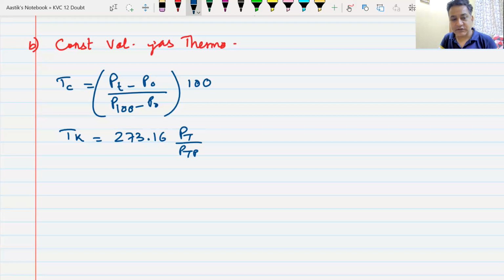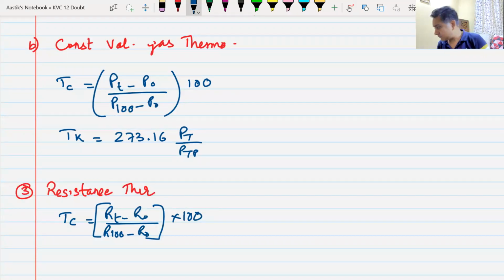What are the third type of thermometers known as? Platinum wire resistance thermometers, or I can simply call them resistance thermometers. We start with temperature on the Celsius scale. How will I write it here? RT minus R0, divided by R100 minus R0, multiplied by 100. Got this? This is how we can find the temperature on the Celsius scale in the resistance wire thermometers.